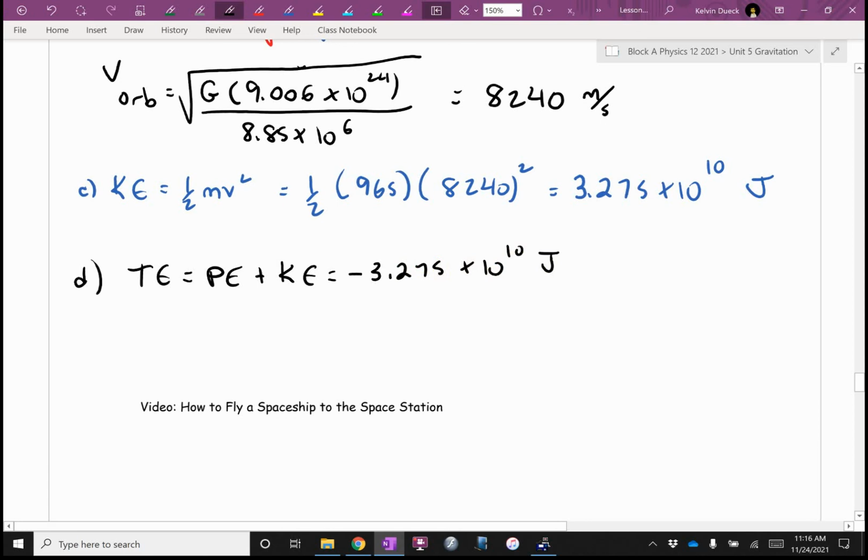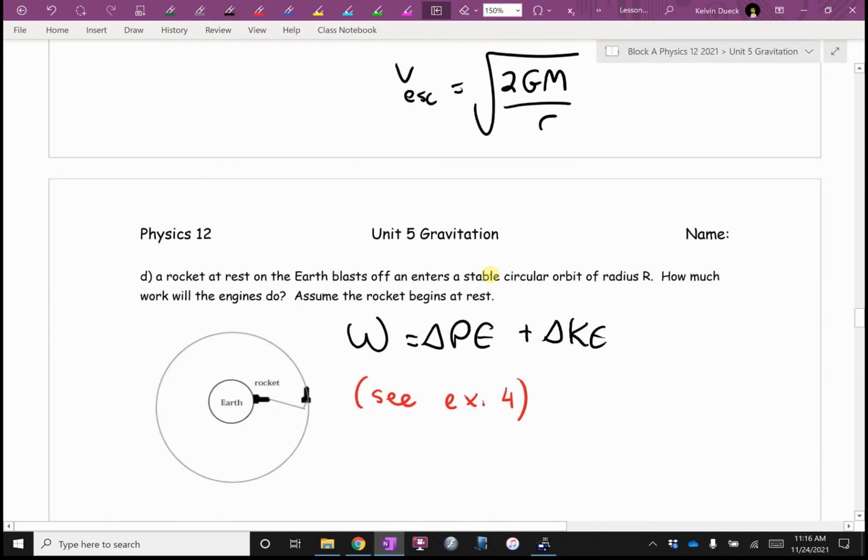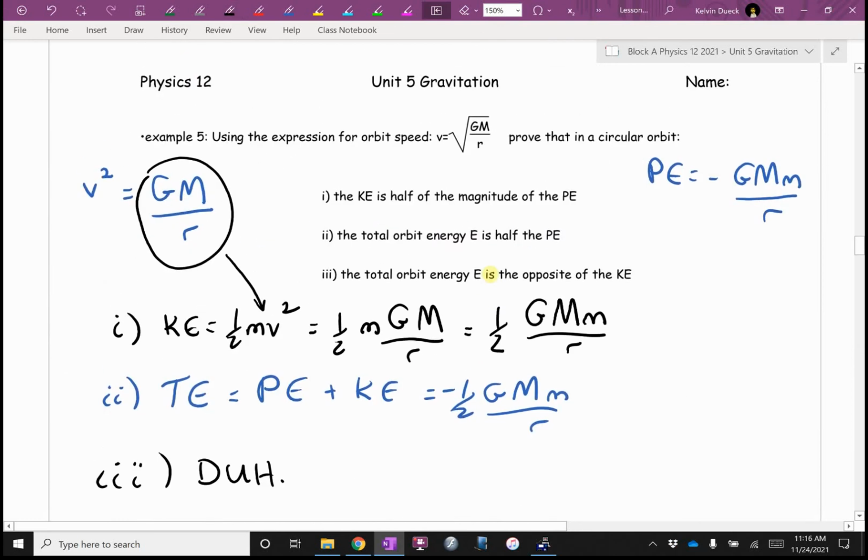The pattern holds. That's what I was getting at with this little rant right here in example 5. I was saying, look, for what it's worth, if you're looking for a handy little pattern, the kinetic energy in orbit is half of the potential energy in orbit, but positive. And the total energy in orbit, if you add them both together, is half of the potential. In fact, it's the same as the kinetic, but negative.